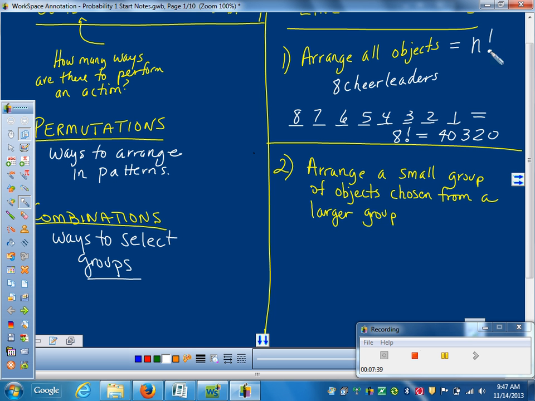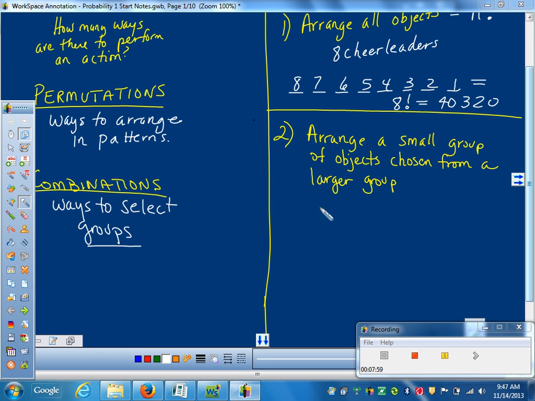Okay, now on the next one, suppose I want to pick a small group from a large group. So I'm sticking with 8 cheerleaders, but only going to have 5 at a time cheering, building, doing some stunt or something, one lifting the other and somebody to spot. So 8 cheerleaders, you're only going to do 5 at a time. Okay, you can do it with the blanks.